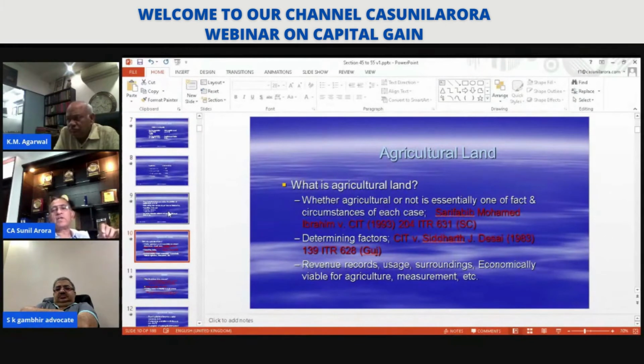Now, there are determining factors, and for these the Gujarat High Court judgment in the case of Siddharth J. Desai, 139 ITR 628, is important. In this particular case, the Honorable Gujarat High Court analyzed all the previous judgments of the Supreme Court as well as other high courts, and listed all the determining factors as to how it would be determined whether it is an agricultural land or not.